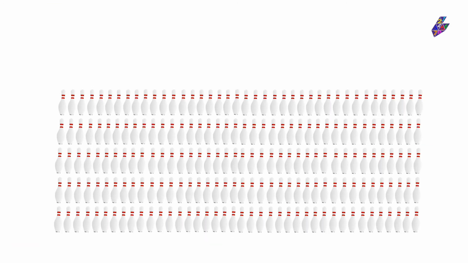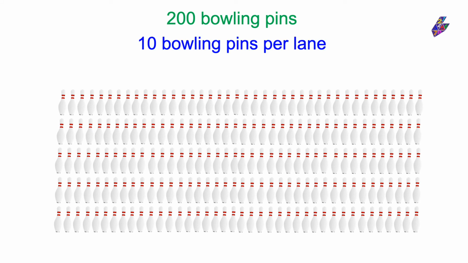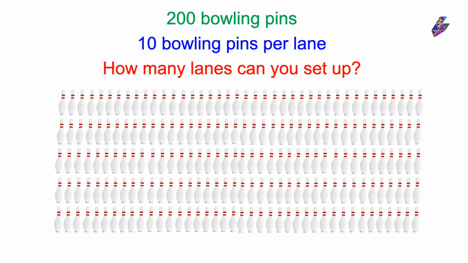We'll do one final example. What if you had 200 bowling pins? We still need 10 bowling pins per lane to start the game. So how many lanes would you be able to set up then? Pause the video and try to figure this out before continuing.